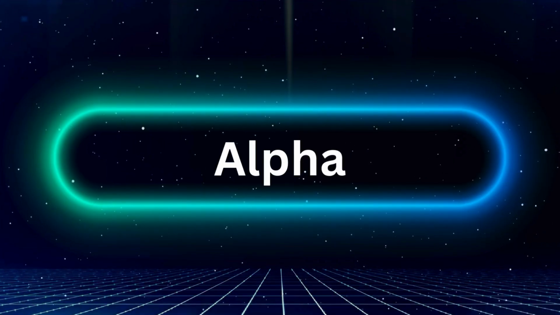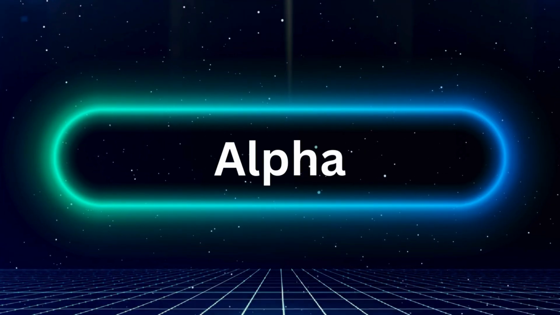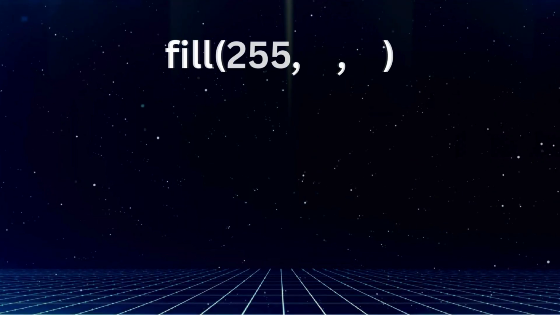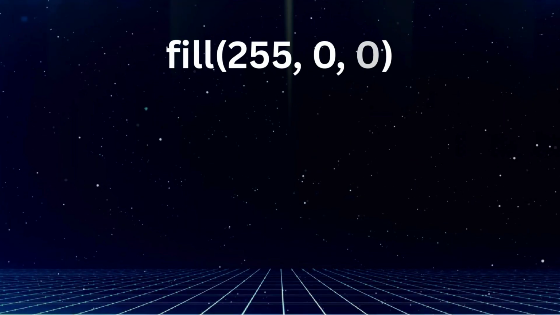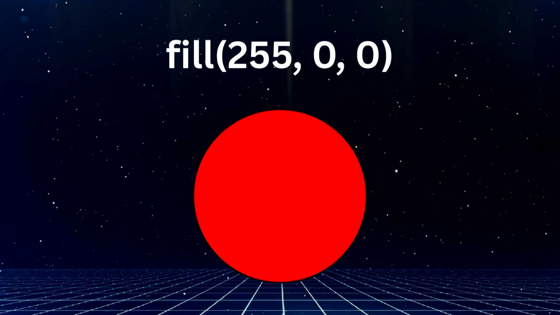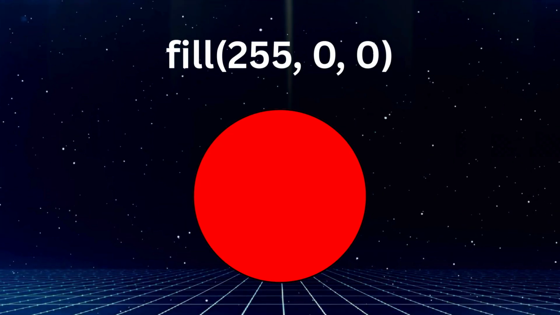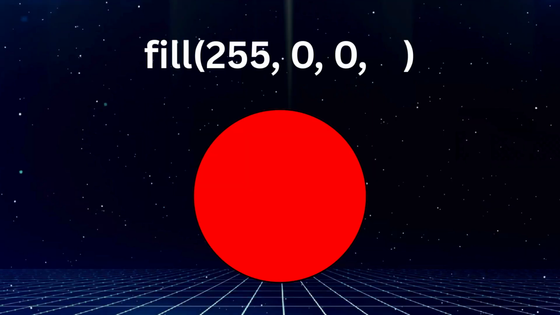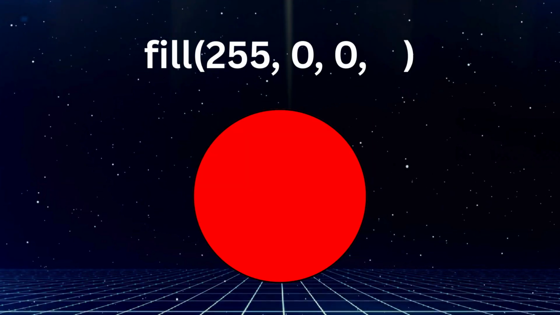We have one last tool to unlock before we build our project. And this is my secret weapon for making things look professional. It's called Alpha, which you might know as transparency. Right now, when you mix a color like red, 255, 0, 0, it is completely solid. It covers everything behind it. But you are allowed to add a fourth number to that command. This fourth number controls transparency.